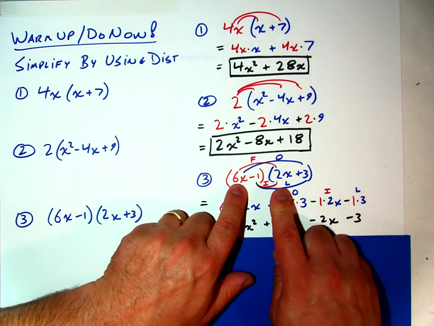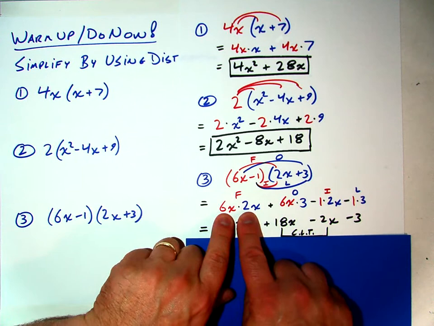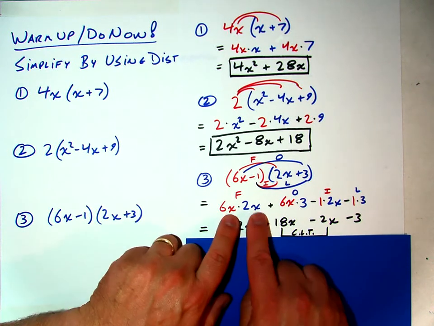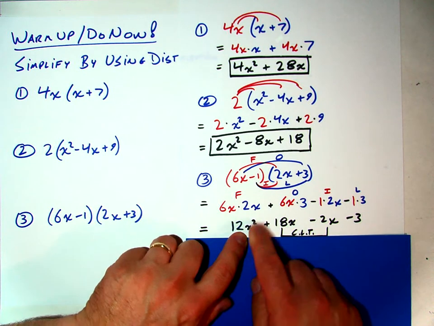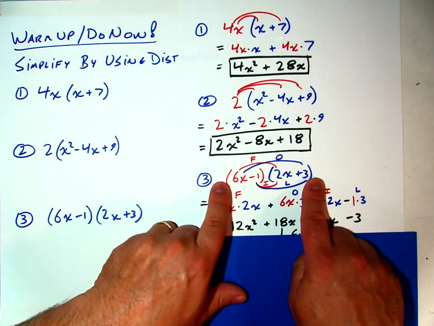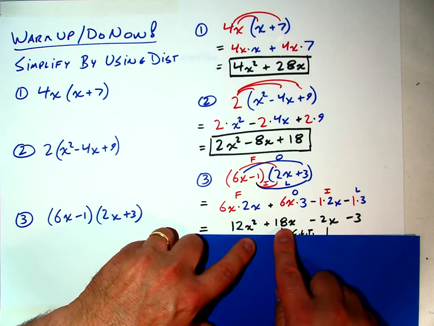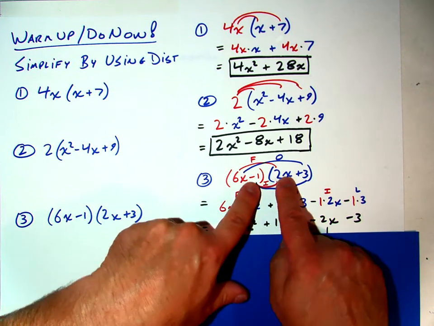The first term in this binomial is 6x. The first term here is 2x. So it's going to be 6x times 2x, which is 6 times 2 is 12, x times x we know is x squared. That's the first of the 4 multiplications. The O is for the outside, the ones that are farthest apart. So this term is 6x times 3. That becomes 18x.